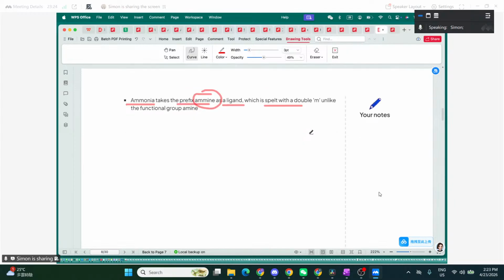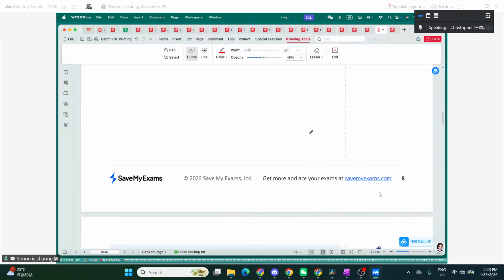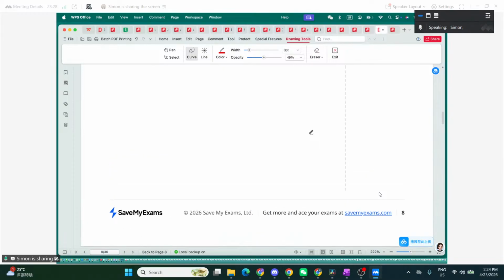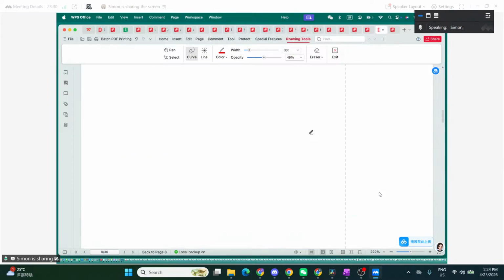Okay, after that, we have learned the 2 properties of the transition metals. So now you tell me, the first property is what, and the second property is what? First property, multiple oxidation states. And the second property is what?